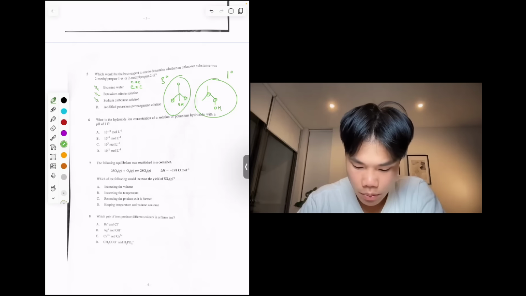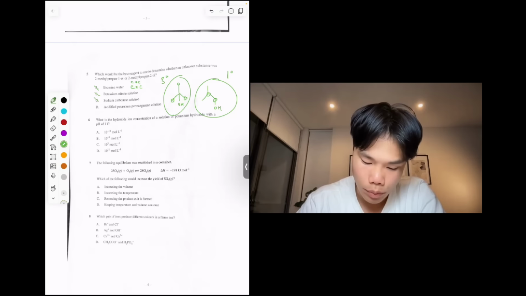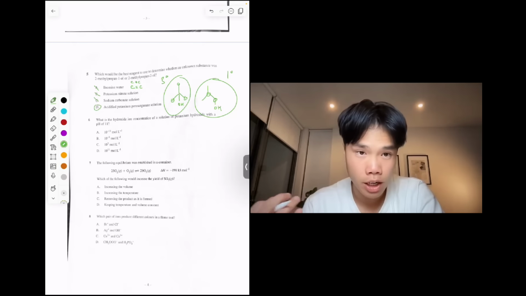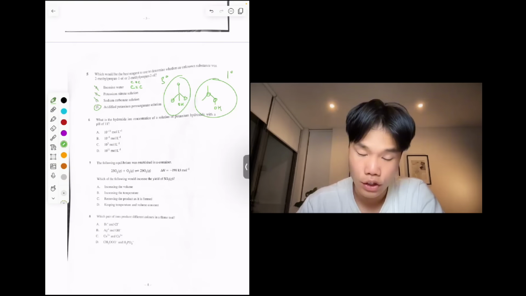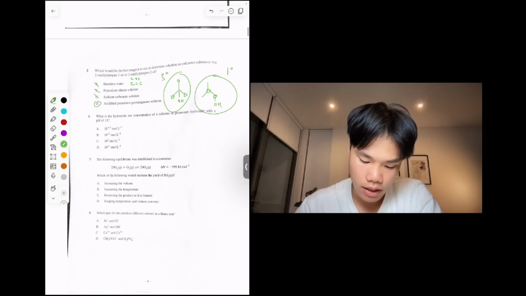And acidified potassium permanganate is the best option because we are separating a primary from a tertiary alcohol. A primary alcohol will oxidize and change the color of the solution, whereas a tertiary will not. So D is the best option.